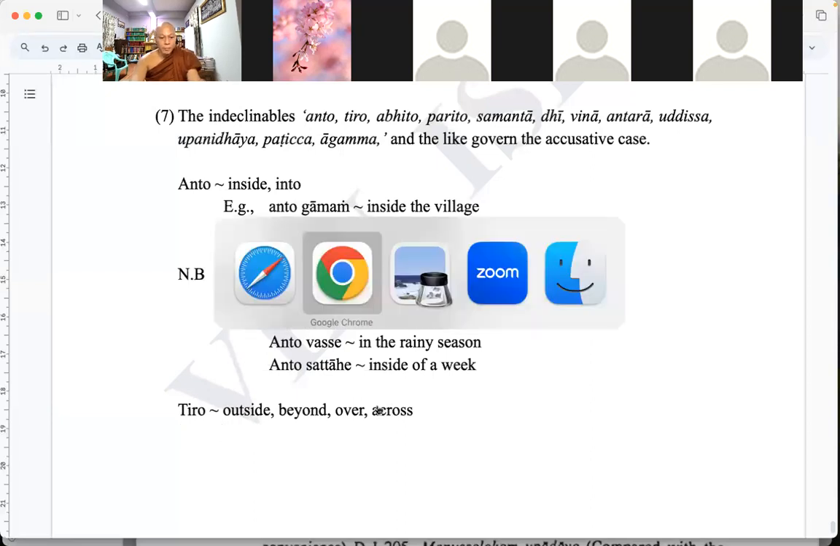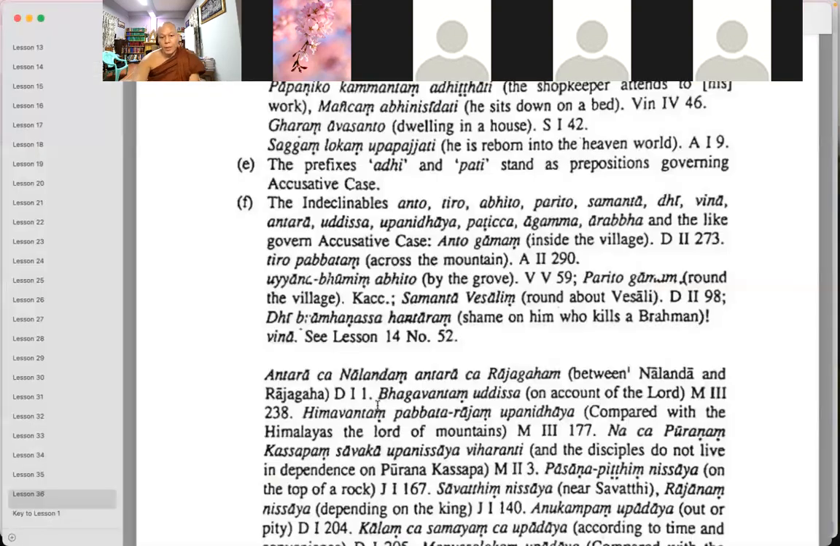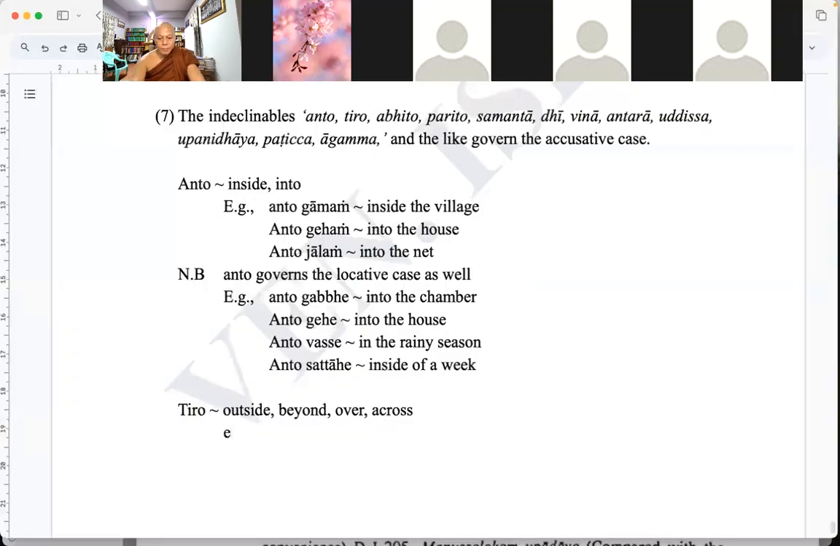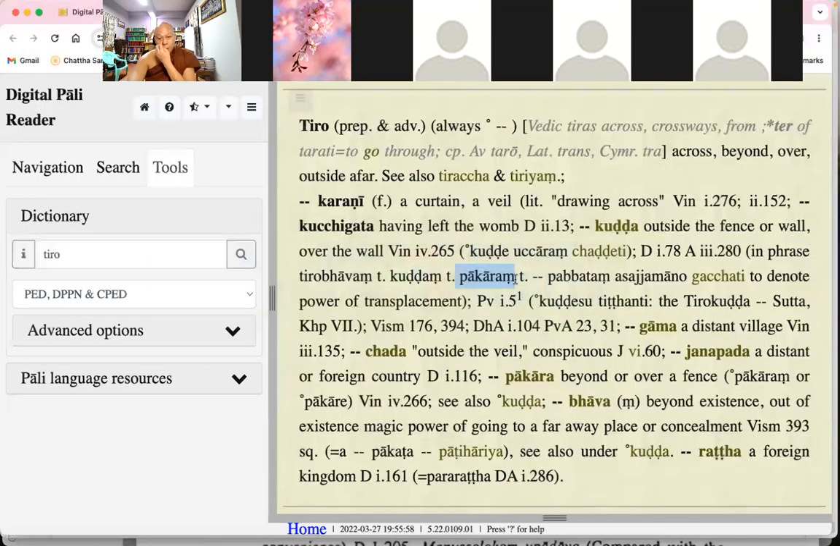Now, an example is here. What is it? In Pali, easy. Tiro babadan, across the mountain, you see. So tiro babadan, across the mountain. And also tiro bakaran. So bakaran means wall. So that is one here. Outside the fence or the wall.